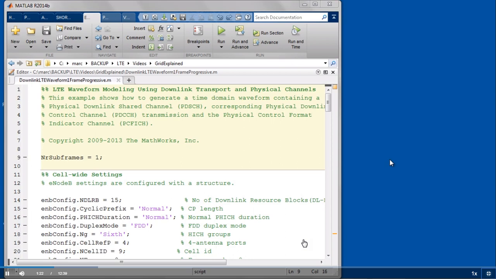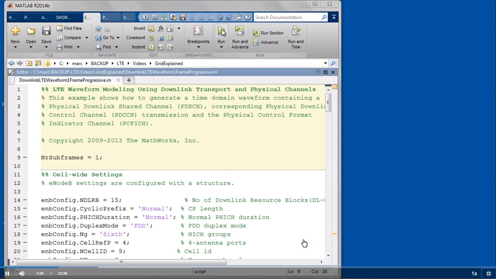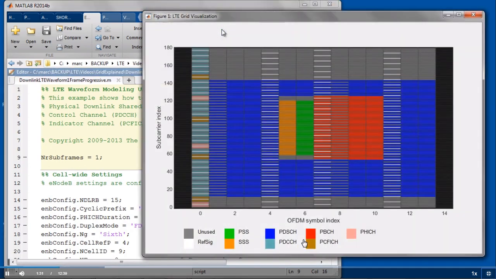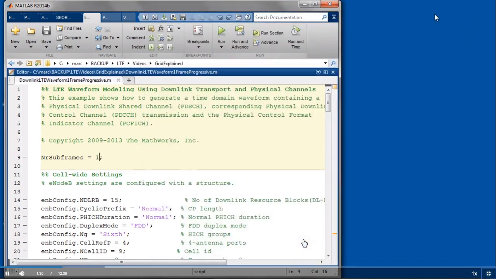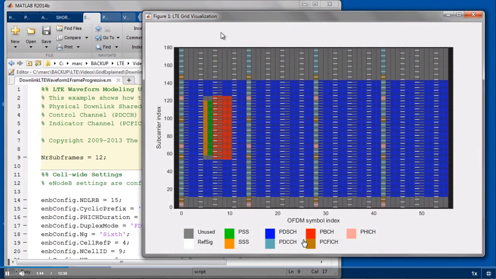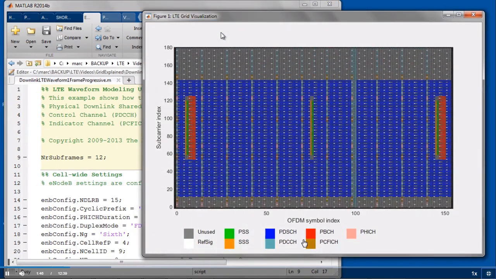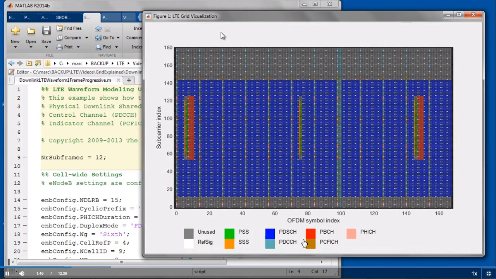I will now use MathWorks LTE System Toolbox to generate a few subframes of an LTE signal. Let's start with one subframe. This is the slide we started with. But let's now look at 12 subframes. I have a small pause in the code after each subframe to show the progression. And we can see that not all subframes are created equal. They do not all include all channels.